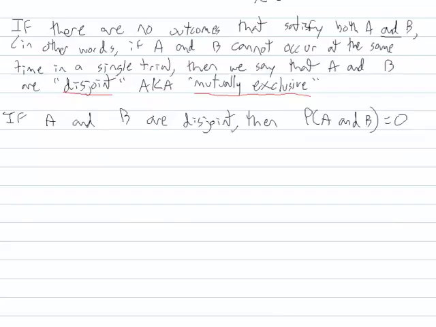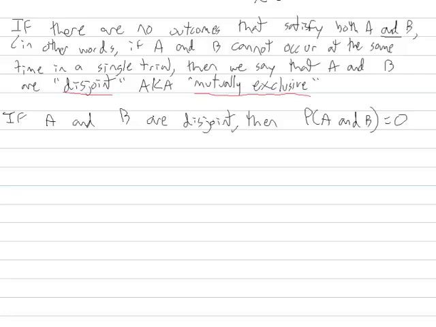And then we have a consequence here that if A and B are disjoint, then the probability of A and B both happening is 0. Well, that should make sense. If they're disjoint, that means that it's not possible for both these things to happen in a single trial. And if something's not possible, then its probability is 0.